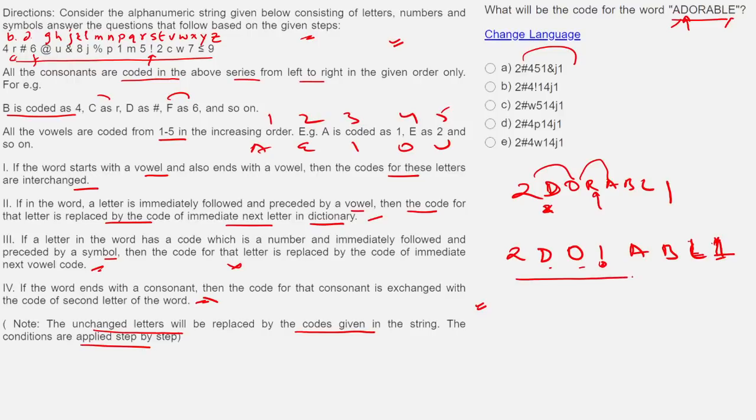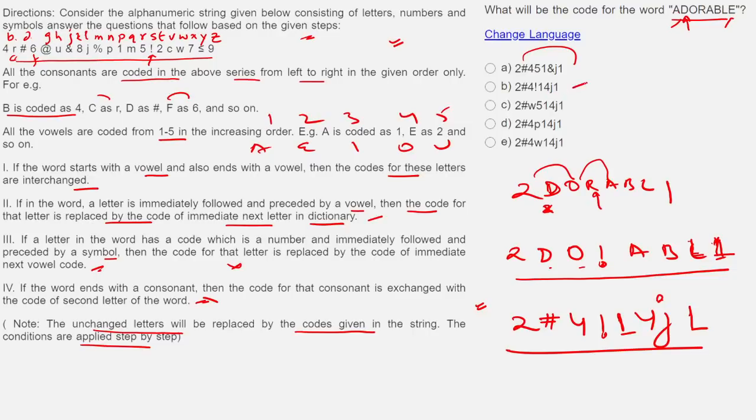So now what we will do, we will just put their respective values from the string here. So 2, D is what? D is my hash, right? Here O was 4, right? This is exclamation mark. A was 1, B here was 4, right? And L here is J, right? And I have 1. So this should be my code: 2 hash 4 exclamation 1 4 J 1. This should be my answer here.